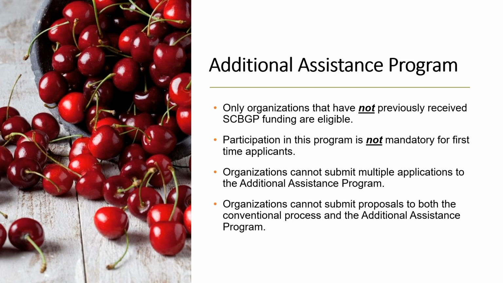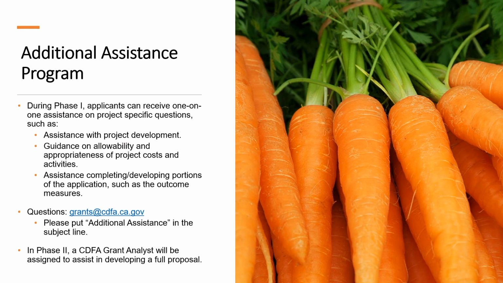It is important to note that if your organization applies through the Additional Assistance Program, you are limited to one proposal in total. In other words, organizations cannot submit one additional assistance proposal and one conventional proposal, or multiple additional assistance proposals. You can also request one-on-one assistance on project-specific questions to assist you with project development. For example, you can submit questions on activities that may be unallowable or unreasonable, or ask for assistance in developing some portions of the concept proposal.